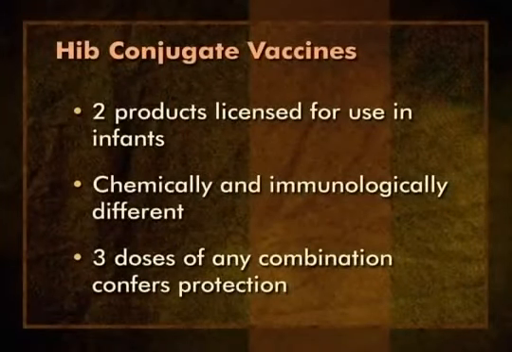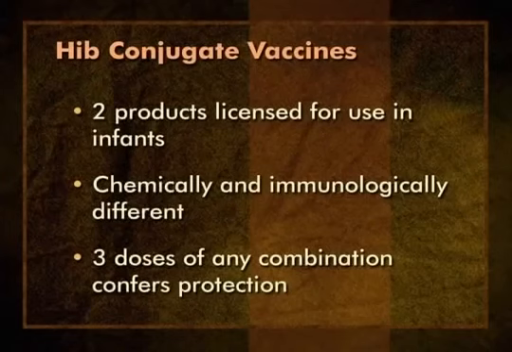The original pure polysaccharide Hib vaccine is no longer produced. Only conjugated polysaccharide Hib vaccines are available now in the United States. There are 2 Hib conjugate vaccines licensed for use in infants in the United States. These vaccines are chemically and immunologically different. However, available data suggests 3 doses of any combination confers protection.